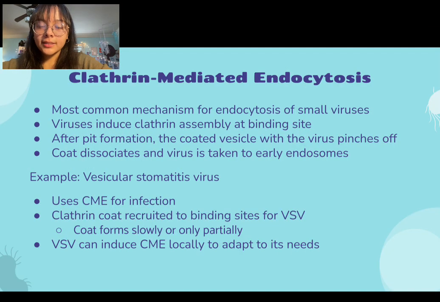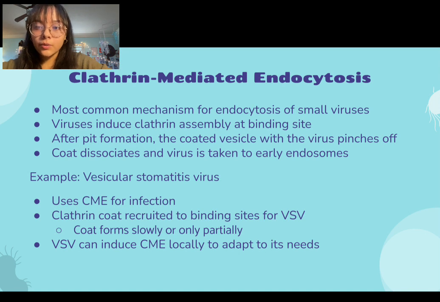Clathrin-mediated endocytosis is the most common mechanism for endocytosis of small viruses. Viruses can induce clathrin assembly at the site of their binding, and after pit formation, the coated vesicles pinch off with the viruses. The coat then dissociates and the viruses are taken to the early endosomes. Vesicular stomatitis virus uses CME for productive infection.